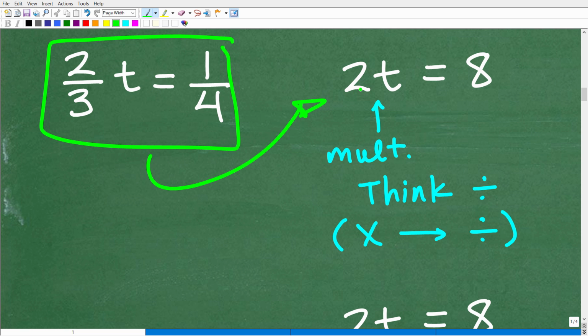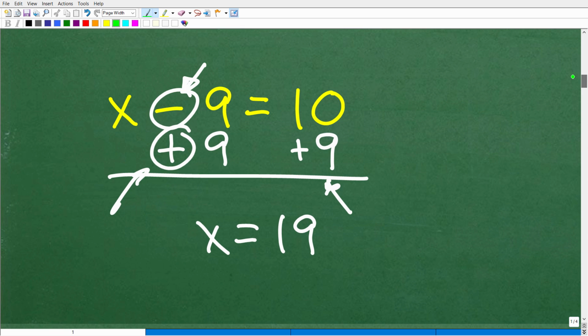Something like this: 2 times t is equal to 8. All right, so 2 times t is equal to 8. Here's 2/3 times t is equal to 1/4. So multiplication, multiplication. So what do we do here? Well, remember in the previous examples, we're thinking the opposite operation. So here we had subtraction, maybe we need to add. If we had addition, we subtract from both sides.